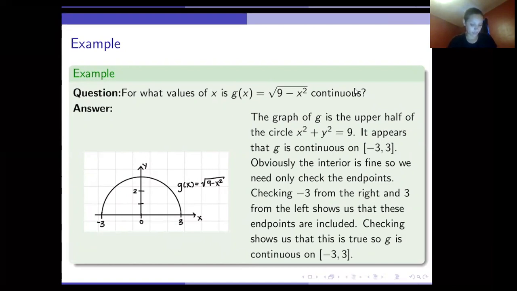Checking -3 from the right and 3 from the left shows us that these endpoints are included. Checking shows us that this is true. So g is continuous on inclusive -3 to 3. And that is, when we plug in -3, we get -3 squared, which is 9. 9 minus 9 is 0. Square root of 0 is 0. So our limit approaches 0.